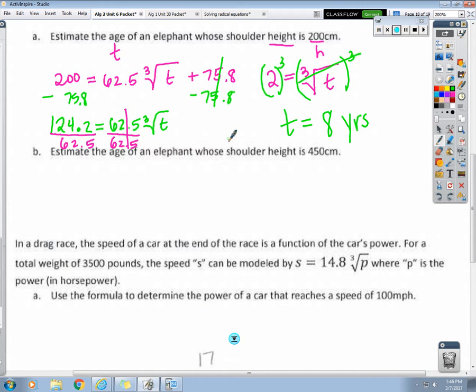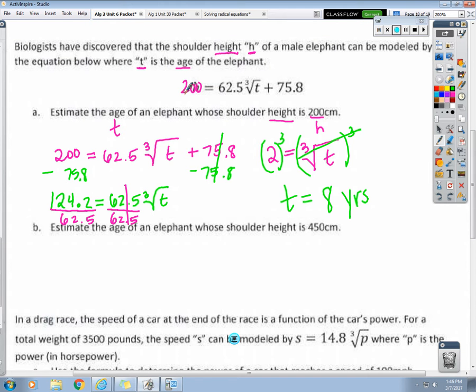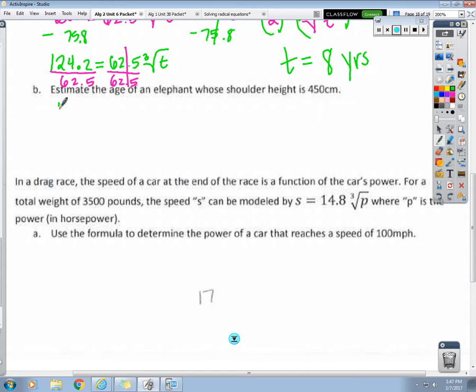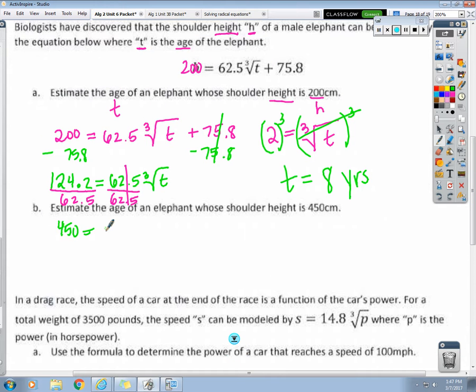This time the height is 450, so we would replace the h with 450, and it would be 450 equals 62.5 times the cube root of t plus 75.8. Just like we did before, you would subtract 75.8 from both sides. That would make this become 374.2.